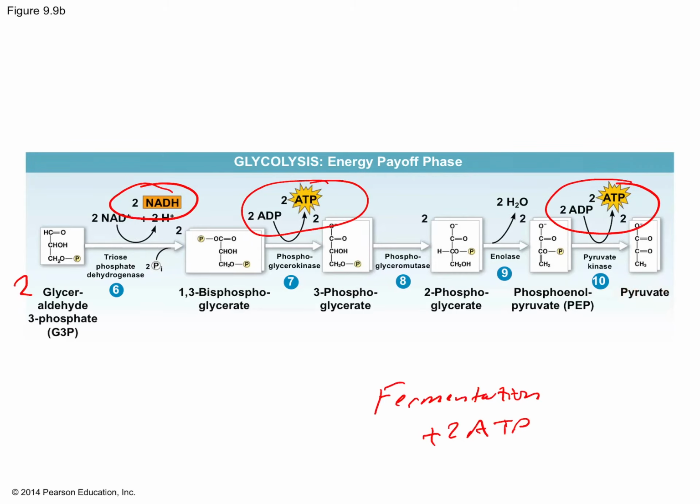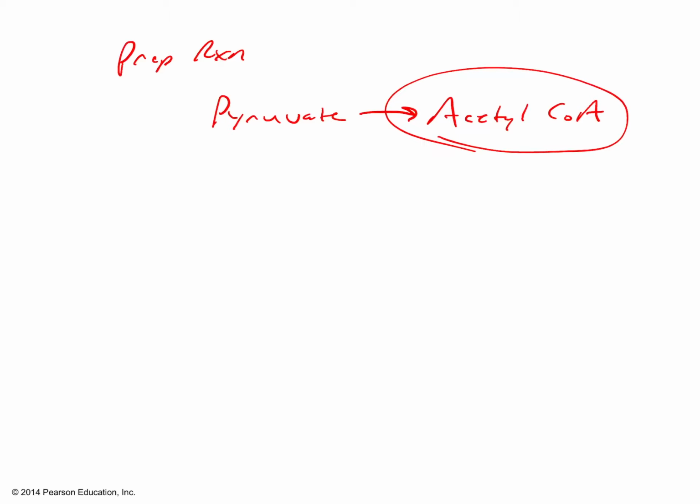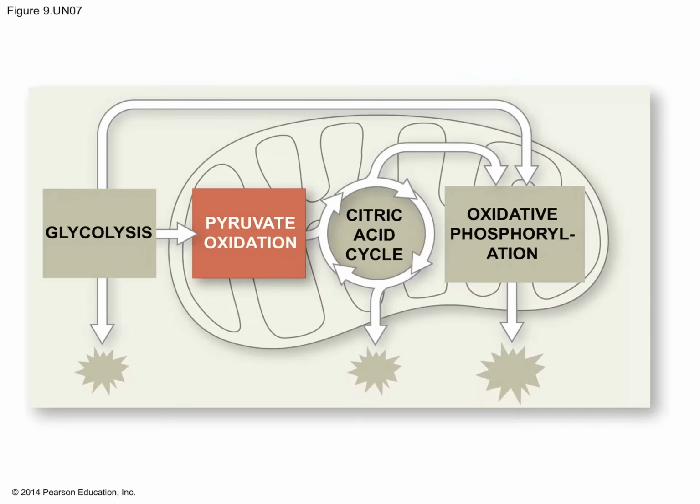The pyruvate then is going to enter the mitochondria, and then, like I said, we have a process called the prep reaction. Okay, the prep reaction, which is going to convert the pyruvate that we ended up with at the end of glycolysis into what's called acetyl-CoA, or acetyl coenzyme A. All right. So this is going to convert pyruvate into a fuel, acetyl-CoA, that's then compatible with the citric acid cycle.